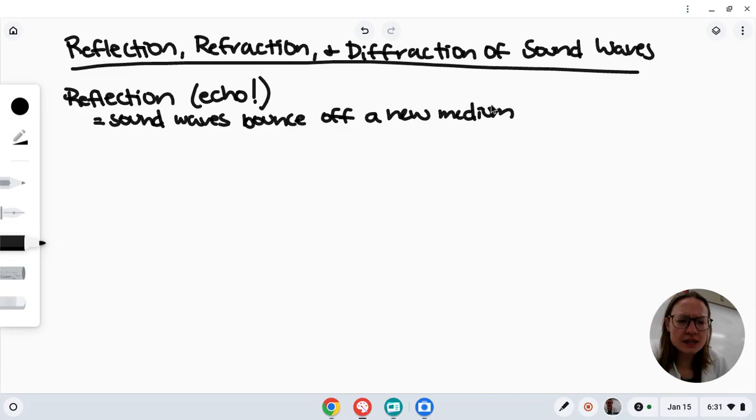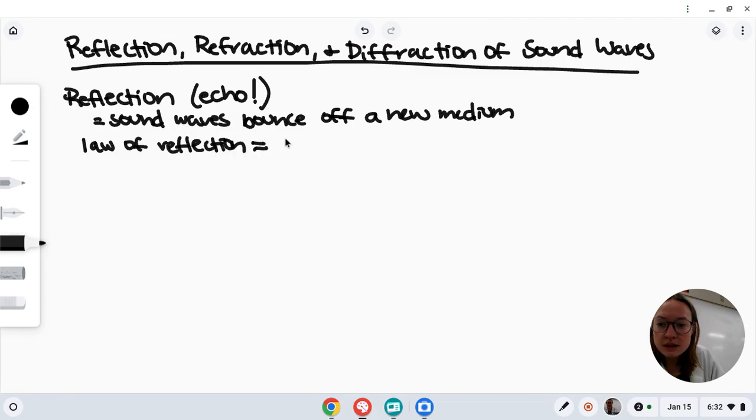Now, the first thing that you need to know about reflections is that all reflections of any wave follow the law of reflection. And the law of reflection says that the angle of incidence equals the angle of reflection. I'll draw it out right here. The law of reflection says, we'll make it a definition.